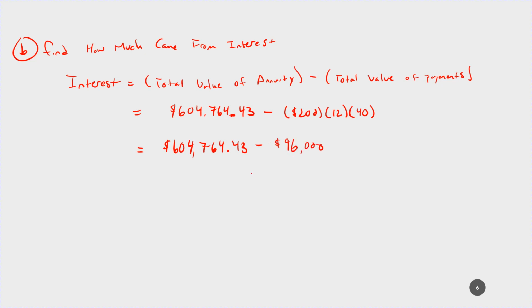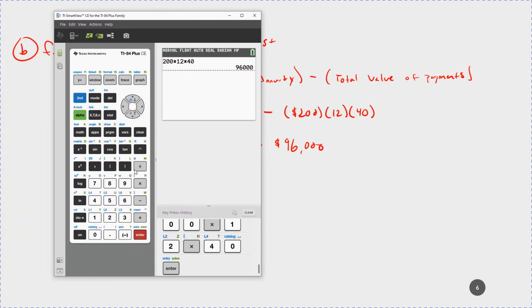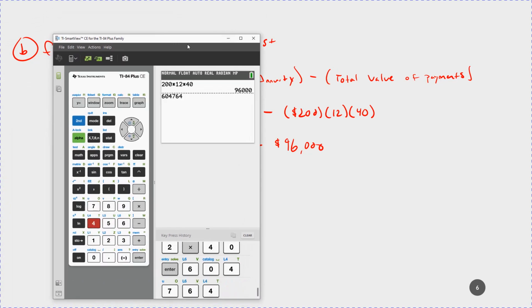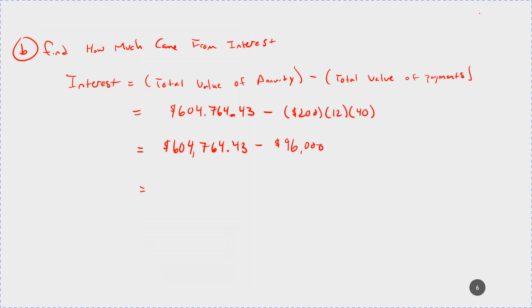Hopefully this illustrates the time value of money here, right? Your $200 deposit monthly grew very, very large. $604,764.43 minus $96,000. You made over $500,000 in interest. So it's $508,764.43. So a ton of money. You made a ton of money in interest.